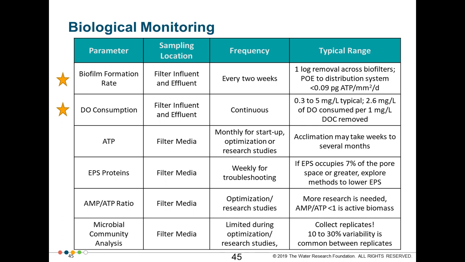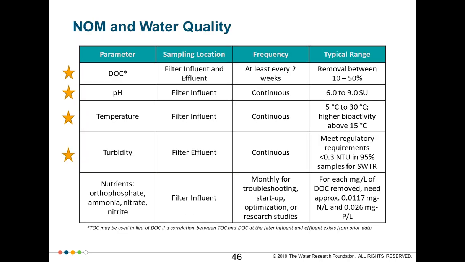However, DO consumption should only be used at non-ozone facilities. Other tools like ATP, EPS, AMP, and microbial community analyses can be used, but they should only be used in specific instances. EPS in particular for troubleshooting could be helpful for having hydraulic issues. And microbial community analysis might be really interesting to look at, but it should be focused to more of a research study as opposed to collecting samples on a monthly basis or something like that for regular monitoring.